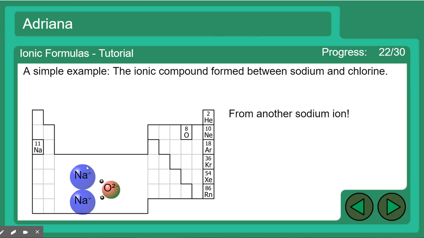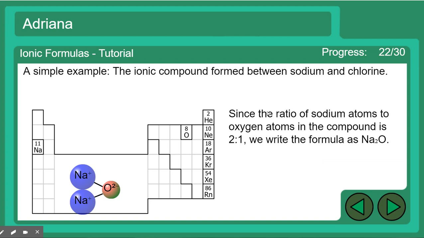And so we need 2 sodium ions for each 1 oxygen ion in order for this to work out. This relationship has to work out. Sodium wants to give 1, oxygen wants to take 2. So oxygen needs 2 sodium atoms in order for this ionic bond to work. So since the ratio of sodium atoms to oxygen atoms in the compound is 2-to-1, this formula is going to be Na2O. So this little tiny 2 right in front of the sodium tells us that there are 2 sodium atoms to 1 oxygen atom, or in this case, 2 sodium ions to 1 oxygen ion.